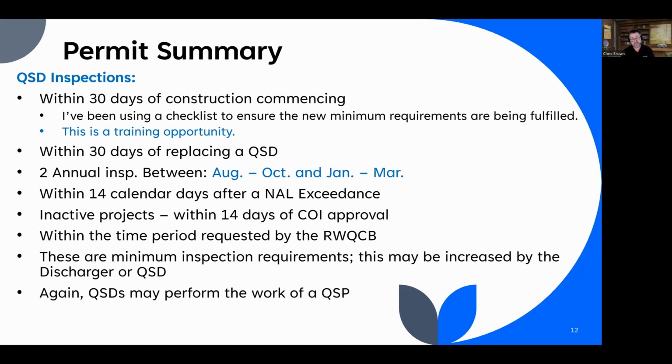So just yesterday, I did a 30-day commencement inspection. I've got a checklist that I'm using to make sure that the minimum requirements are being fulfilled. The checklist is actually inadequate. I went through all of the permit requirements, and I have a separate list of additional items that I check. But what am I looking for? Just in a nutshell, where's your smoke kit? Where's your stockpile of BMPs?